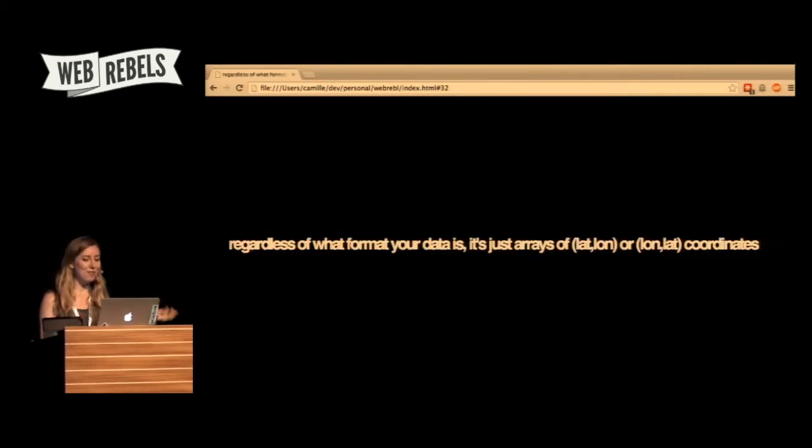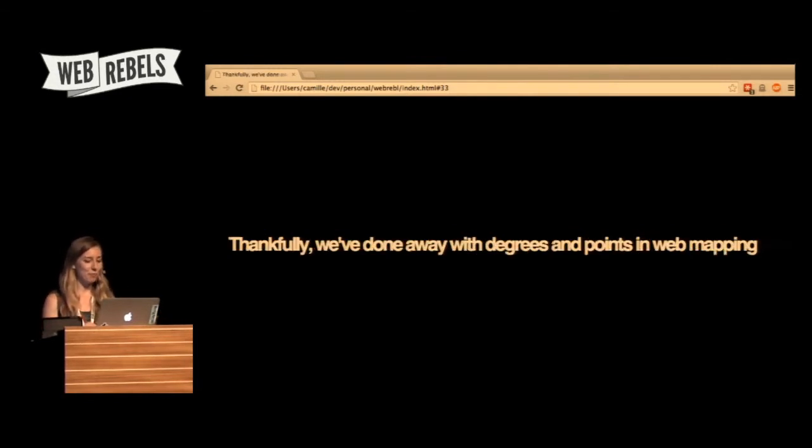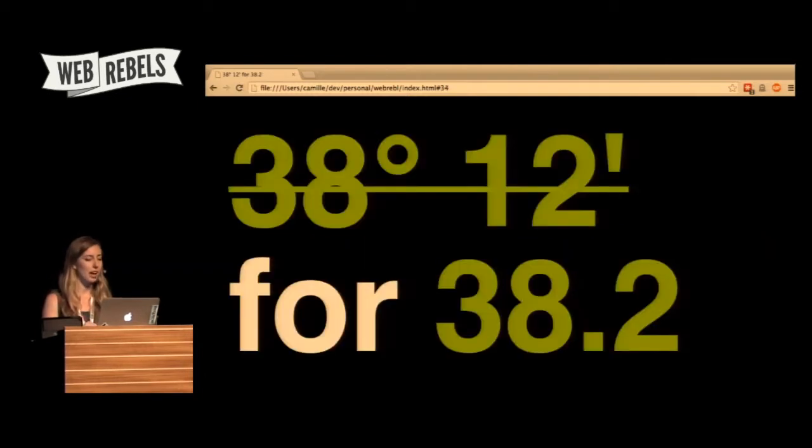But regardless of what your data is, it's just arrays of lat-long or long-lat coordinates. Thankfully, we've done away with degrees and points in web mapping. There was a time when you would reference everything like degrees and points. Everything's a float, and it's way better.